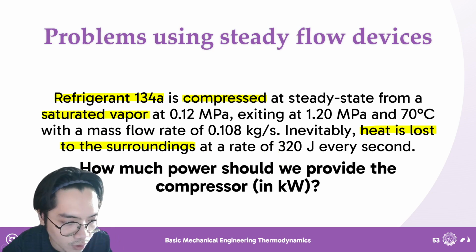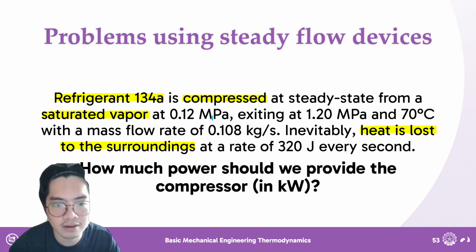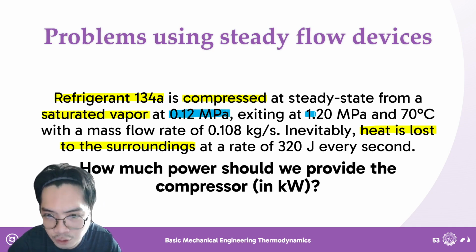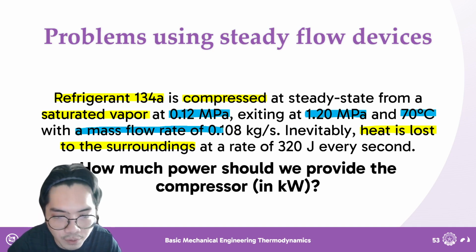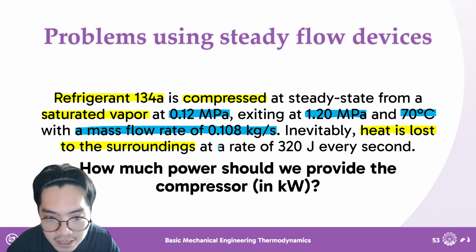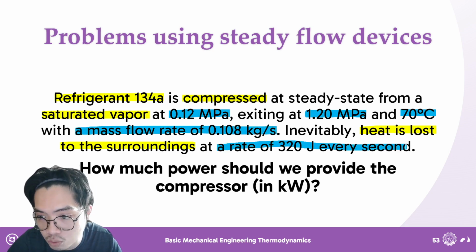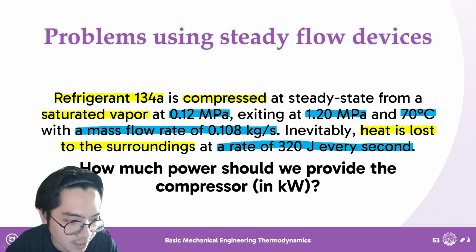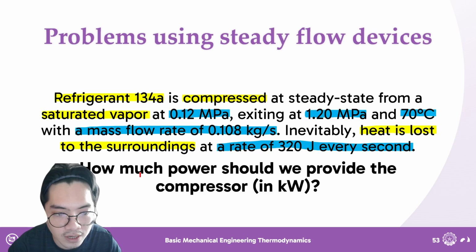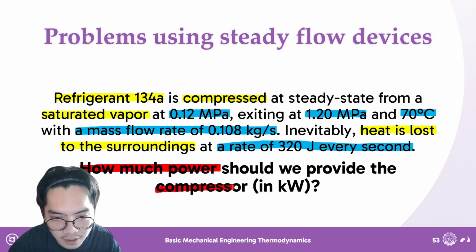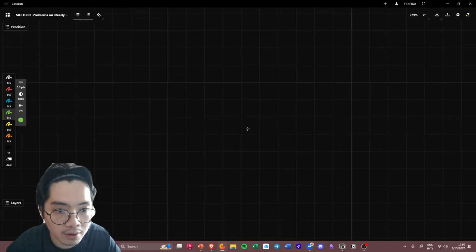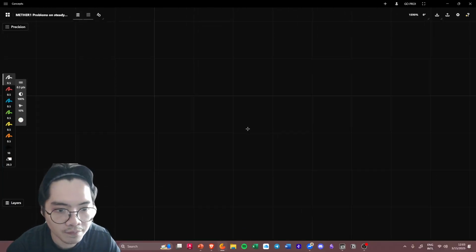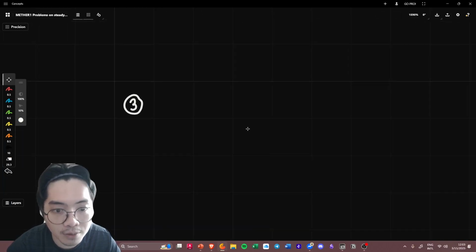And now let's go on into the numerical bits, right? The mass flow rate of 0.108 kilograms per second, a rate of 320 joules every second, and basically for the last one, how much power should we provide the compressor, right? So basically what they're asking for here is compressor power. So let's begin, right? Number 3, we will have a compressor, right?